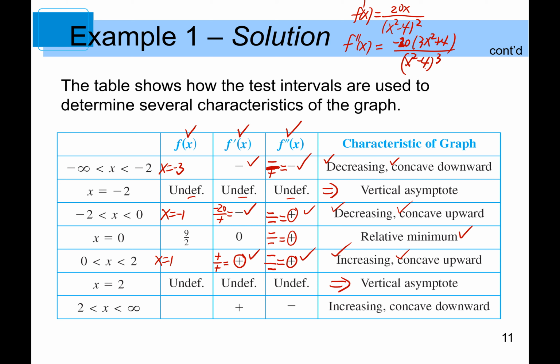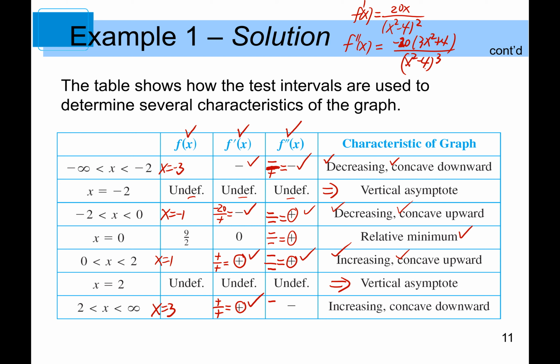And the last interval is from 2 to positive infinity. So pick test value x equals 3 and plug into the first derivative. Then we're gonna have a numerator which is 60, which is positive, right? Denominator is always positive. Two positives turn into positive. So that means it's increasing graph.